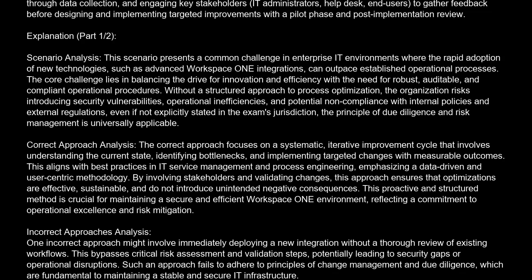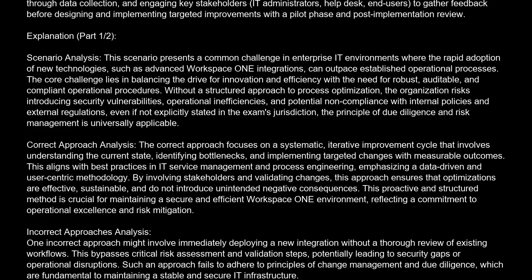The correct answer is D. Conduct a comprehensive analysis of the existing onboarding process, mapping all steps, identifying bottlenecks through data collection, and engaging key stakeholders, IT administrators, help desk, end users, to gather feedback before designing and implementing targeted improvements with a pilot phase and post-implementation review. Explanation. Scenario analysis.